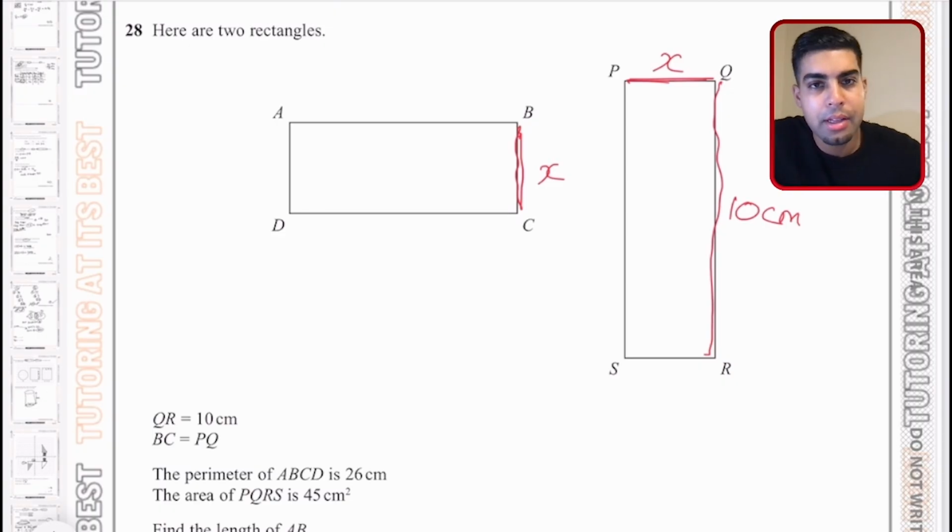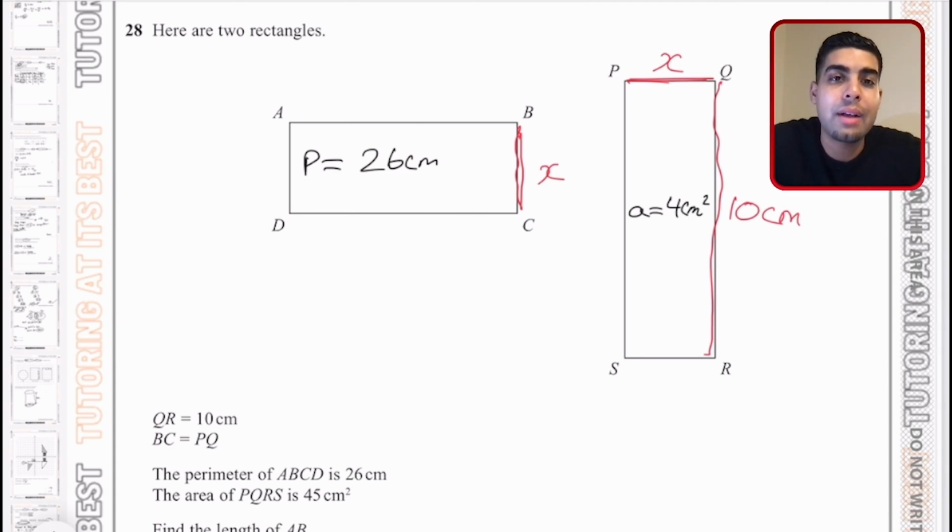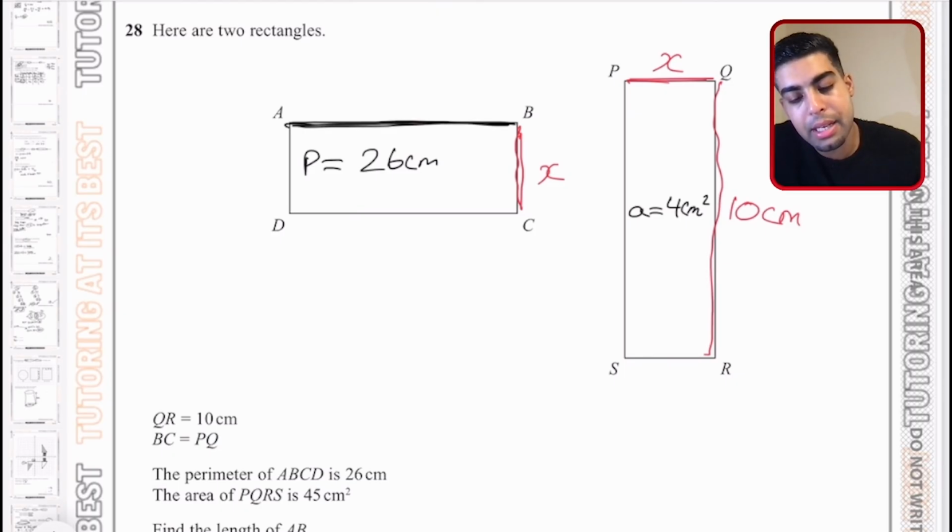And then the next thing I'm going to focus on is that the perimeter of the rectangle ABCD is 26. So I'll go ahead and write 26 centimeters here. And the area of the other rectangle is 45 centimeters. And now we need to work out the length of A to B. So again, we don't have this length A to B, so I'm going to give it a variable, which is Y.